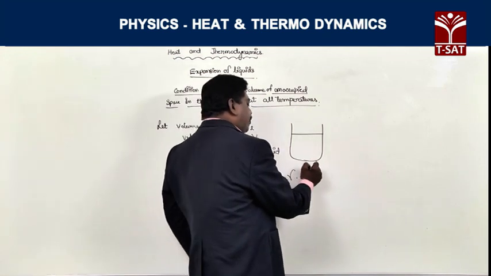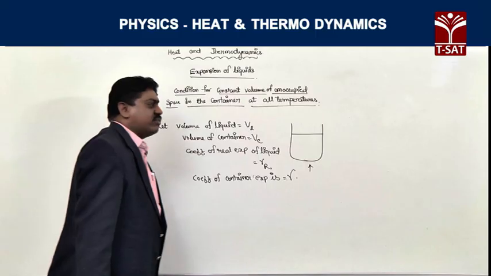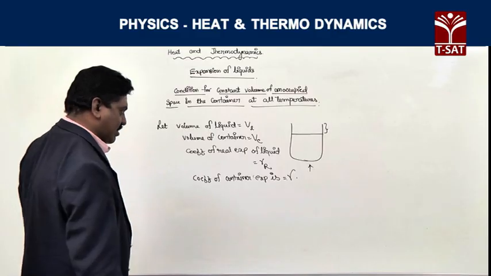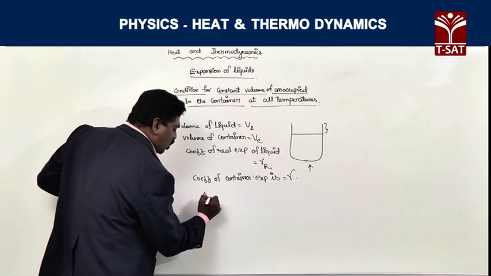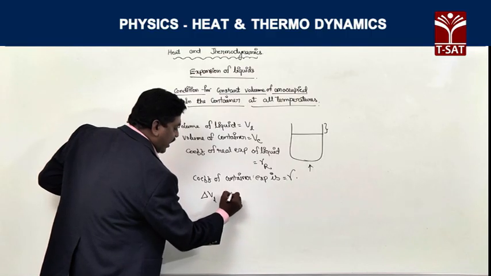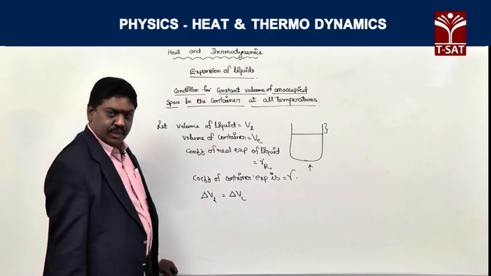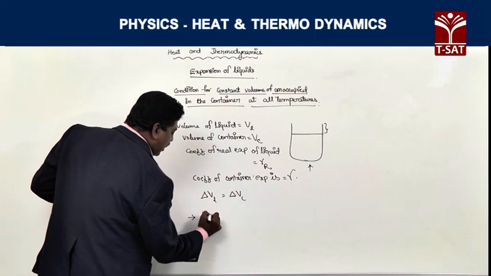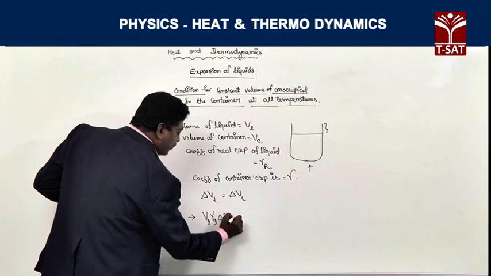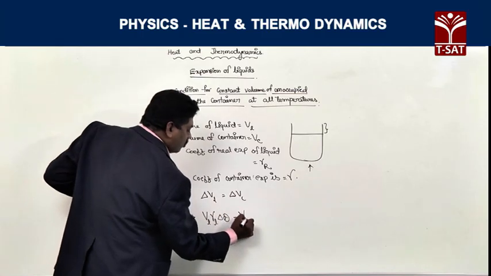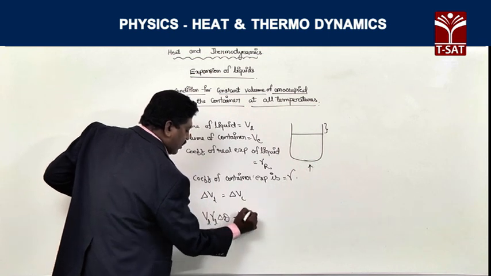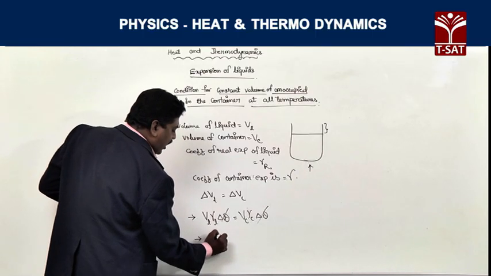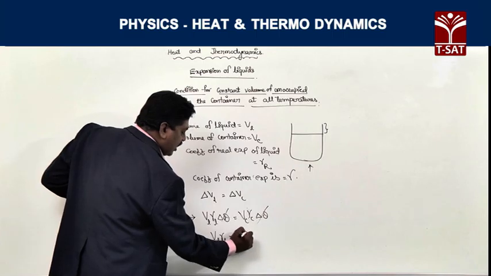Now, as the temperature of the container as well as the liquid is increased, the space unoccupied by the liquid remains constant, which means the expansion in the liquid is the same as the expansion in the container. But we know very well that delta VL is given as VL gamma L into delta theta. Similarly, delta VC is given as VC gamma C into delta theta. Cancelling delta theta on both sides, we get VL gamma L is equal to VC gamma C.